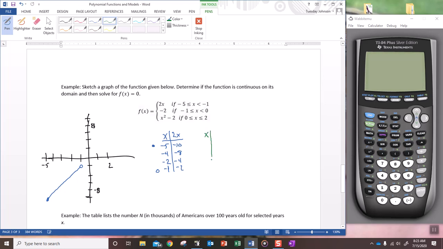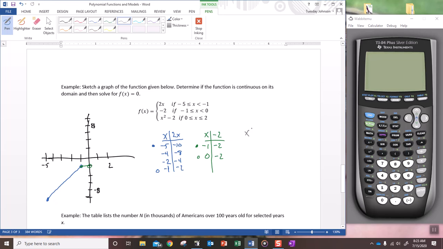Now our next piece, -2. -1 we can use, and 0 we cannot. So I'm going to use a little open circle. But we get -2 out either way. So this is -2 from -1 to 0. Let me see, I'm going to fill this in green, open the circle there.